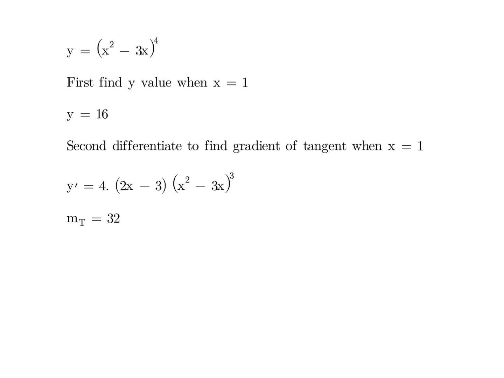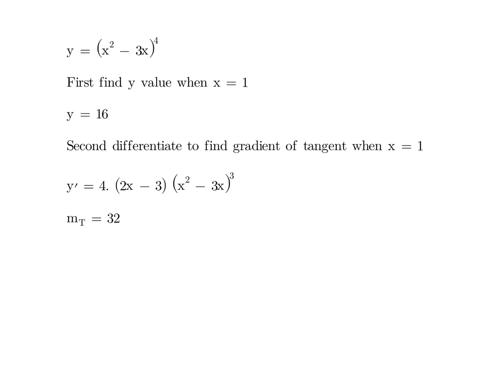Second, we differentiate to find the gradient of the tangent when x is 1. This differential is a little bit different. We bring the power down the front, which is the 4. We times by the differential inside, so x² − 3x. Because we're going to end up with two terms, make sure you put them in brackets. That becomes 2x − 3 when you differentiate that. Then we lower the power by 1, so rewrite your function to the power of 3.